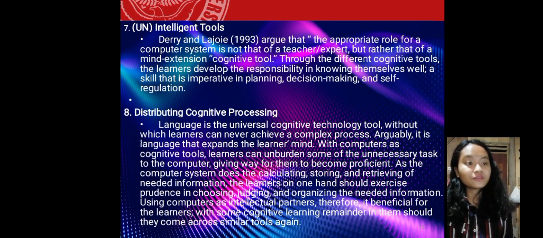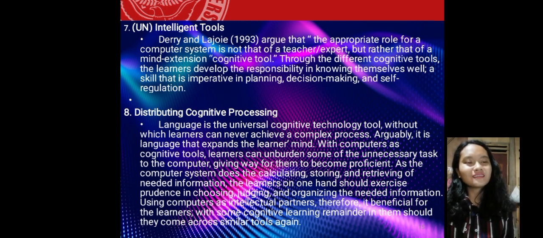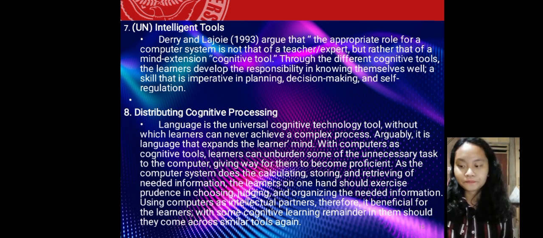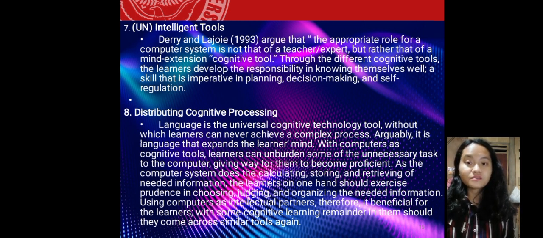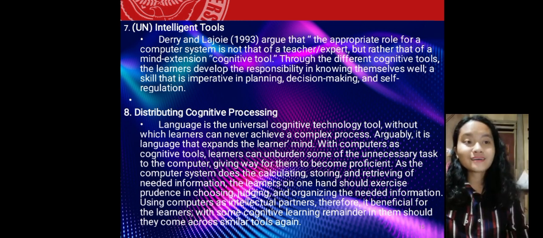Through the different cognitive tools, the learners develop their responsibility in knowing themselves well, a skill that is imperative in planning, decision making, and self-regulation. So this one is very self-explanatory already, and it just claims that learners develop their responsibility in knowing themselves, which is also very crucial or important in planning, decision making, and self-regulation. So the last one is distributing cognitive processing.